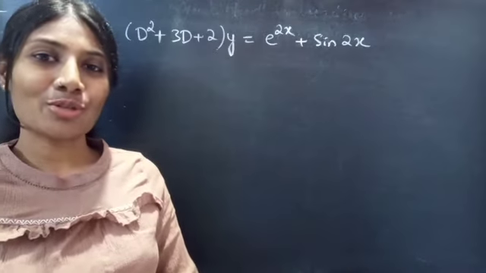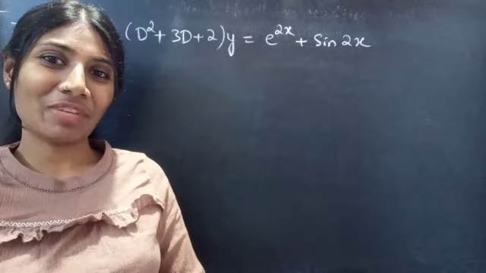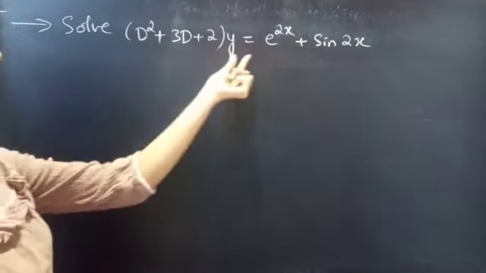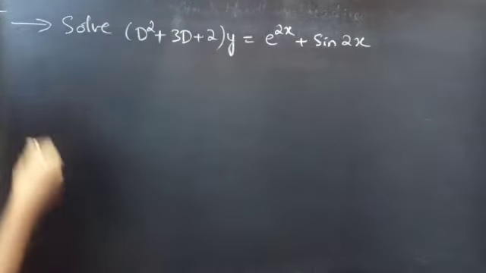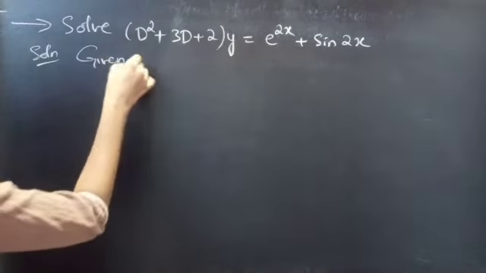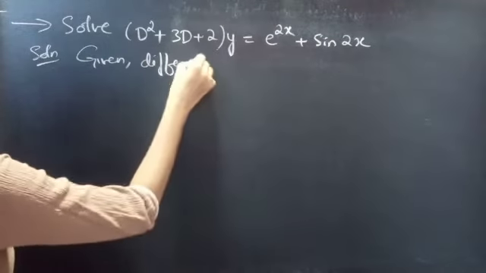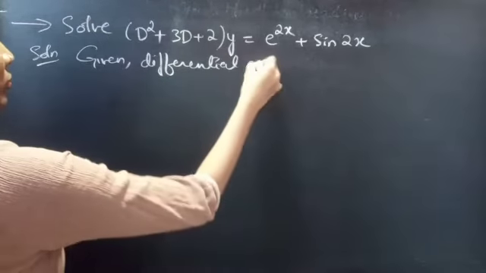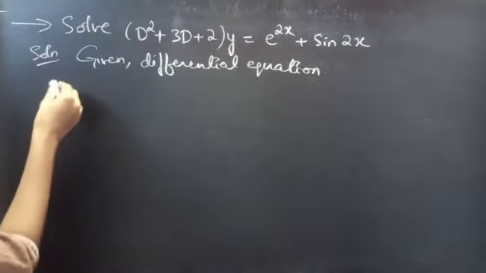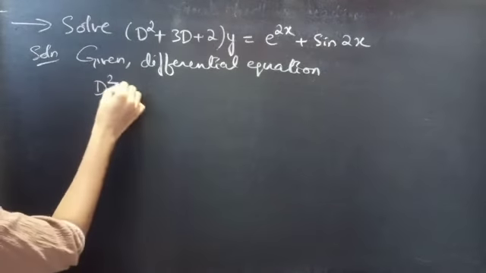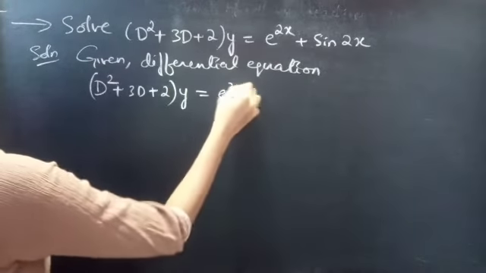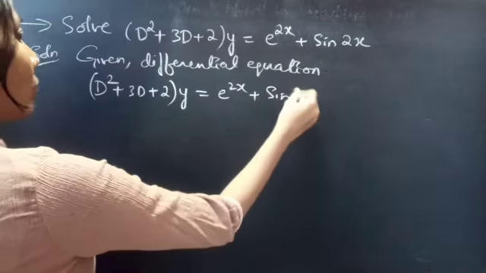In this video, we are going to solve a differential equation from higher order linear differential equation. So let's get going. Problem. Solve (D square plus 3D plus 2) y equals e power 2x plus sine 2x. Solution. Given differential equation: (D square plus 3D plus 2) y equals e power 2x plus sine 2x.